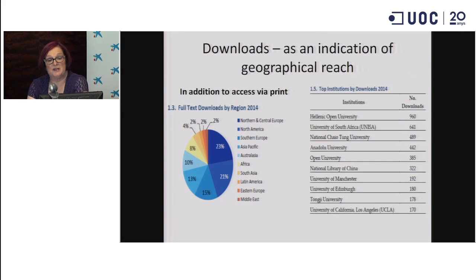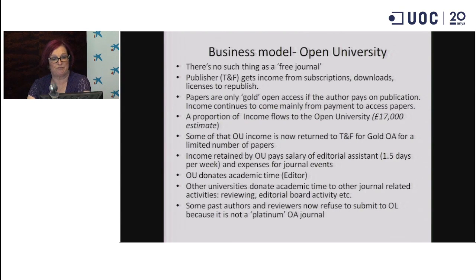Then we can get figures on downloads from individual institutions, and you'll see that some of the top institutions downloading, who have an institutional subscription, are in Greece and South Africa. And I'm sorry, but I don't know where the National Chiao Tung University is, so I can't tell you. Sorry? Taiwan. That's Taiwan. So you can see that we do have institutions in those countries that are making great use of downloads as well as access to print.